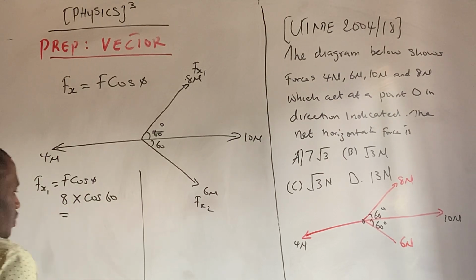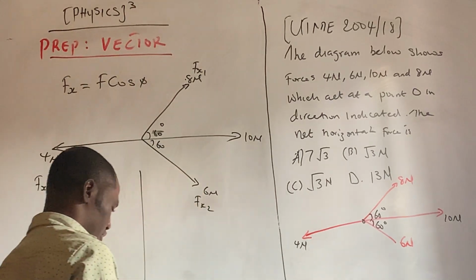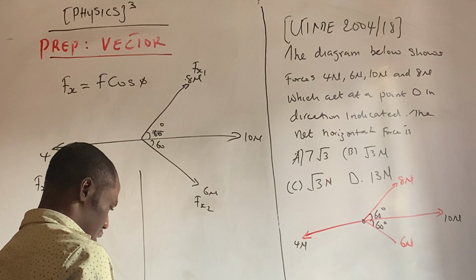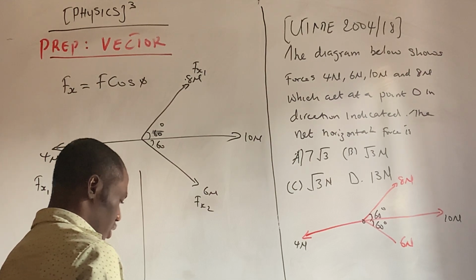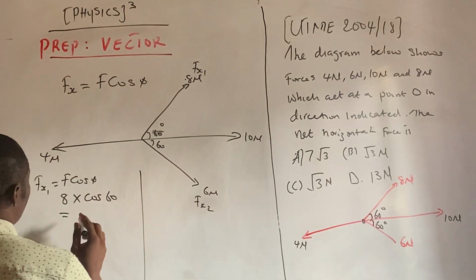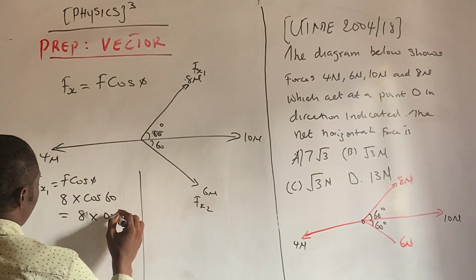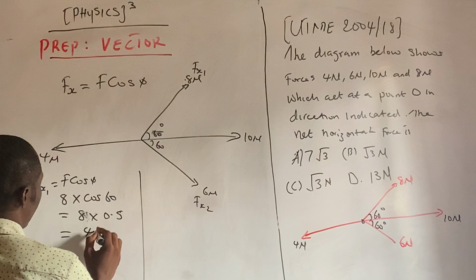8 times cos 60. Let's see what it will give you. Now, cos 60 should be 0.5. So we have 8 times cos 60, 0.5 times 8. So this is 4. So 8 times cos 60 is 8 times 0.5. Now this is eventually 4 Newton.